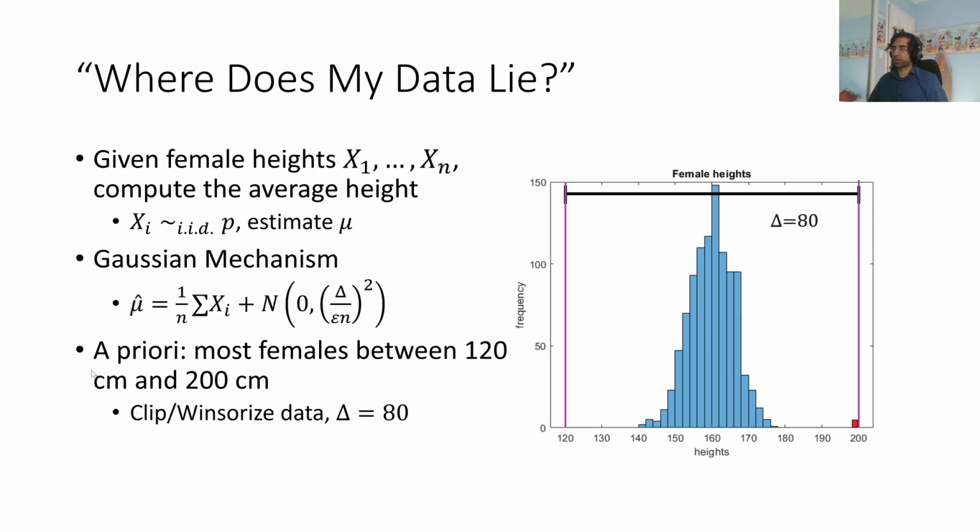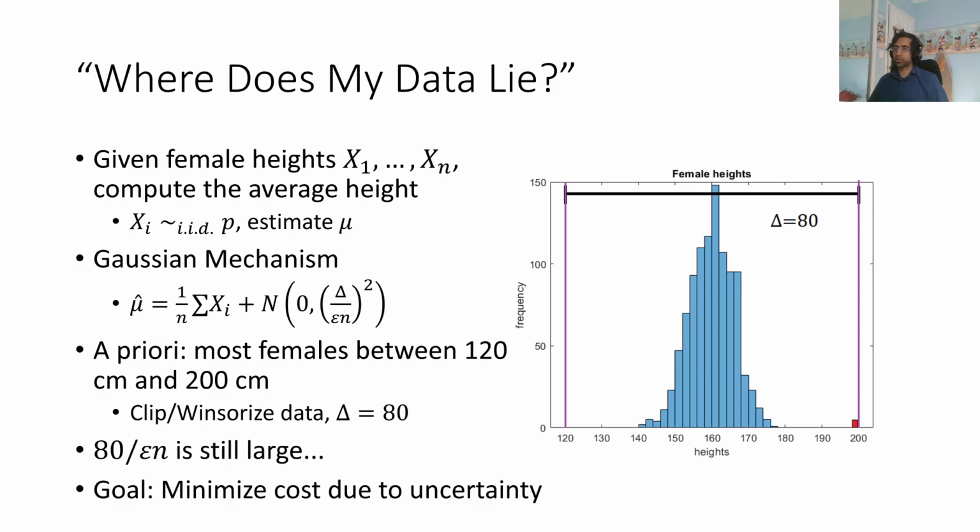However, this isn't the end of the story. We're not going to end the talk here. I'll point out that 80 divided by epsilon n is still a large number. It's non-trivial. It's going to give some sort of significant overhead in terms of the noise we've added. And the real goal here, the question we're trying to solve, is how can we minimize the cost due to this uncertainty? So that's the problem we're going to try to solve.